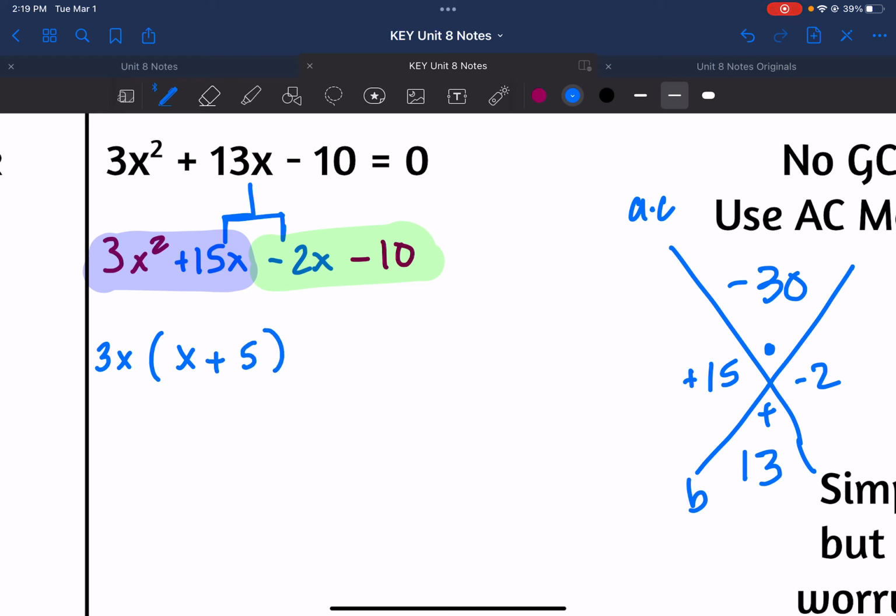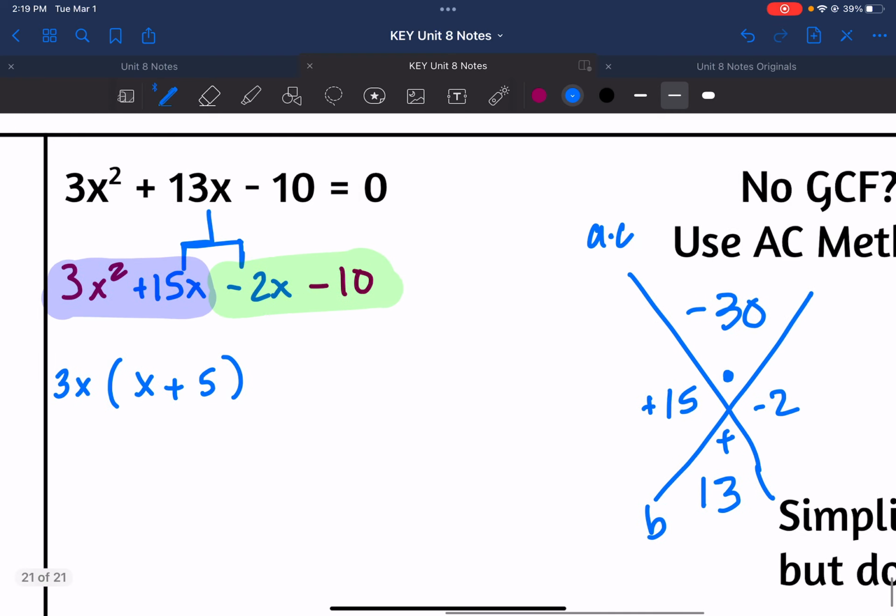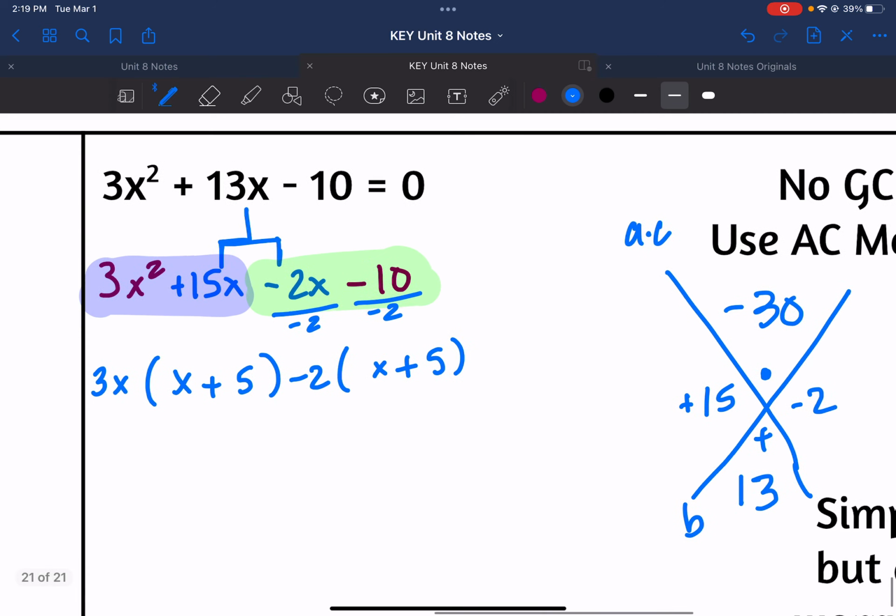All right, awesome. What does this right side have in common? They have a 2, so if I take out a positive 2, let's see. Take out a positive 2, what happens? I'm left with negative x minus 5. My issue is that these signs are different than these signs. So I don't want to take out a positive 2. I want to take out a negative 2. Because if I take out a negative 2, then what I'm really doing is dividing this by negative 2 and dividing this by negative 2. And a negative divided by negative is a positive, which flips my signs, which is what I wanted.